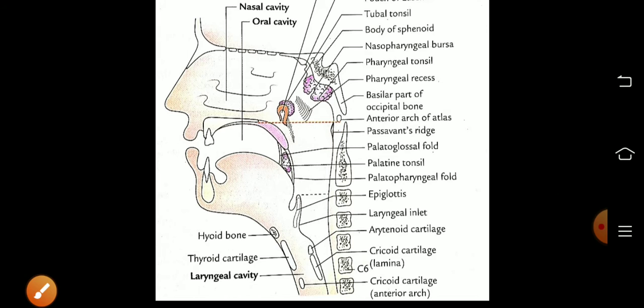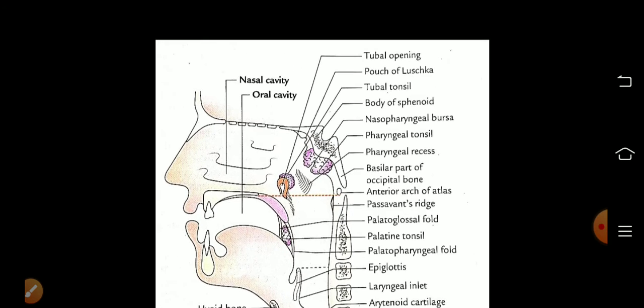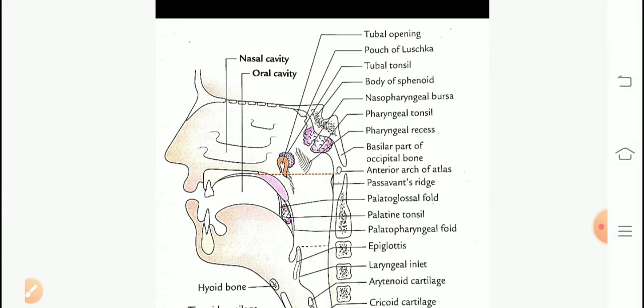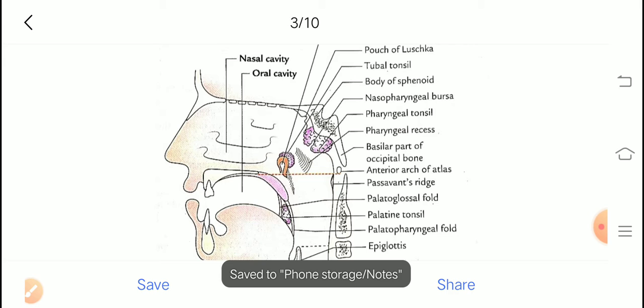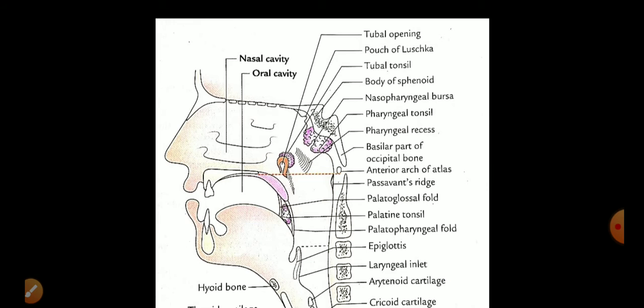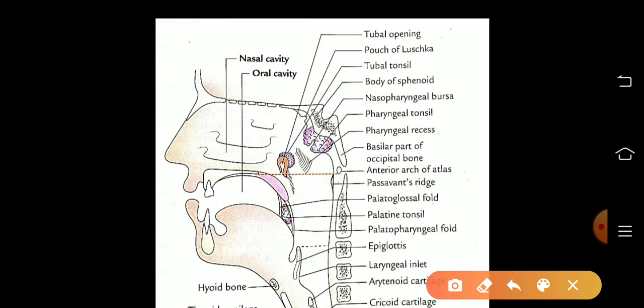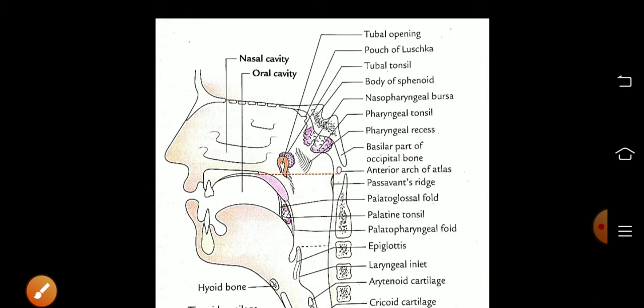Now going to the anterior wall. As I told you already, the anterior wall is formed by the cavities, that is the nasal cavities, oral cavity, and the larynx. So these are the three cavities anteriorly when we are seeing it in common. Now laterally, it has the neurovascular bundle of the neck and the styloid process with its attached muscles and ligaments.